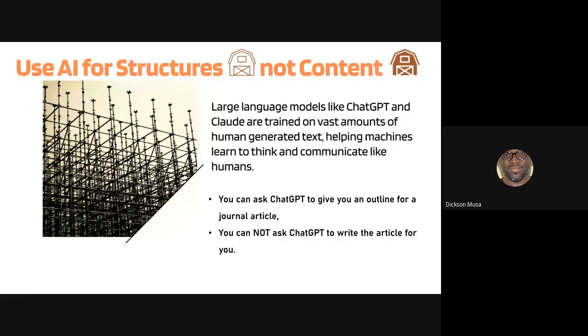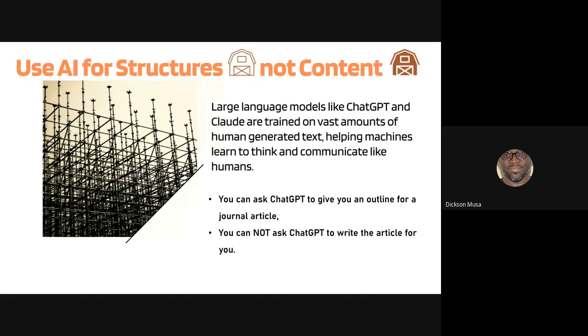But like I told you, when writing an academic work, academic writing, there are structures that you cannot bend, that are rigid. So in determining those structures, you can use your AI to help you generate those structures. You can use things like ChatGPT, Claude, and so many others. And these are trained on vast amount of human-generated text. And it thinks and communicates like humans. So it will help you to generate the structure. Then you fill in the content.